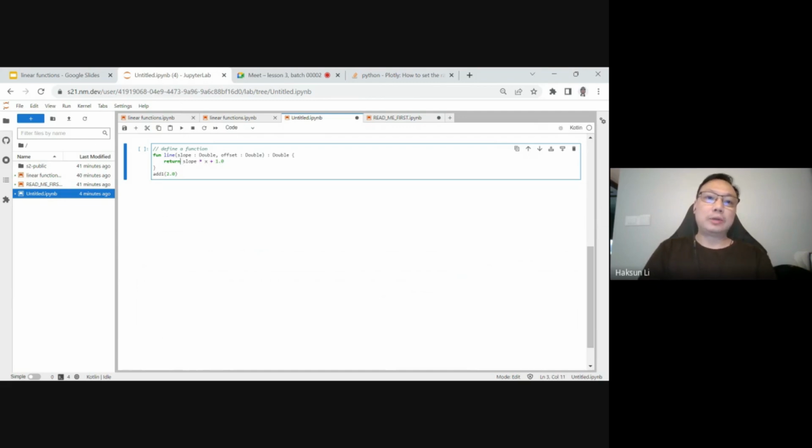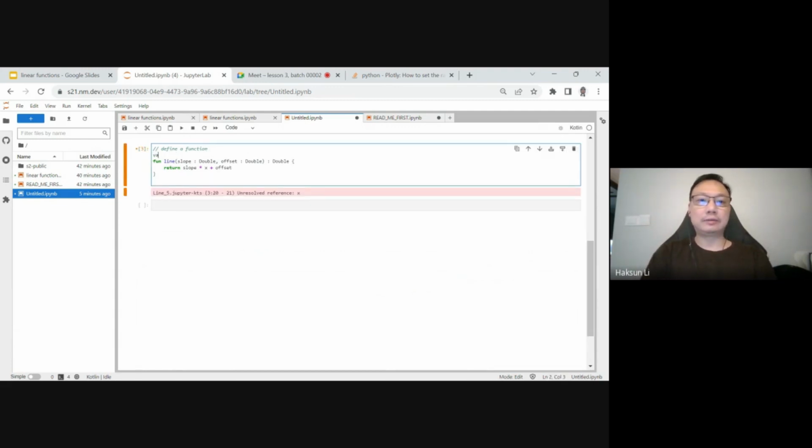So the slope will multiply the x. So this is a scaling parameter. The bigger it is, the bigger the y value is. So the slope is also a scaling parameter. It also determines how fast the line changes, okay? And then I add an offset to it. This is where the y-axis and the line intersect, okay?